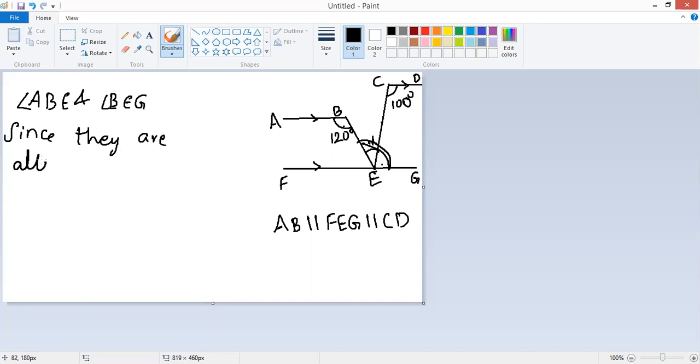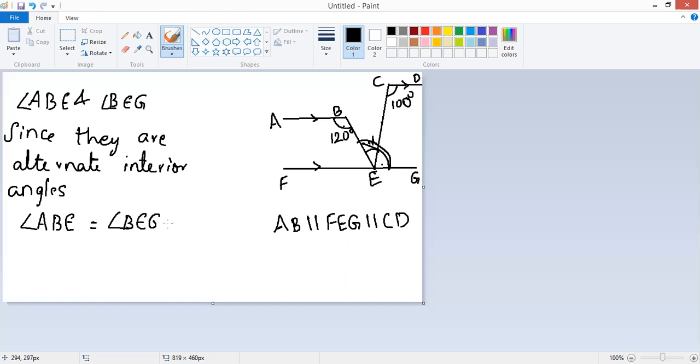Since they are alternate interior angles, we know that alternate interior angle pairs are equal. Angle ABE is equal to angle BEG, which is equal to 120 degrees. Therefore, we got angle BEG as 120 degrees.